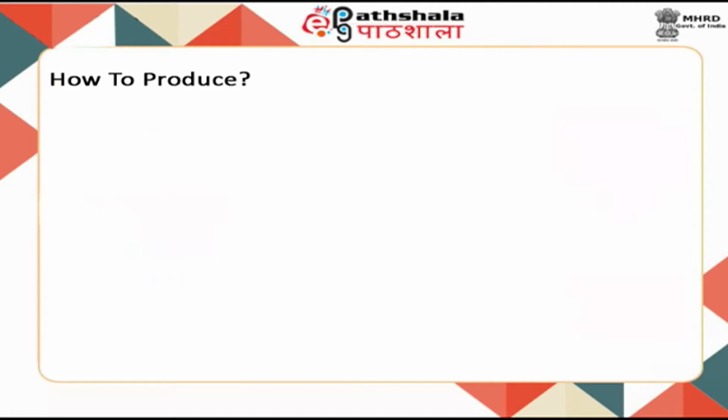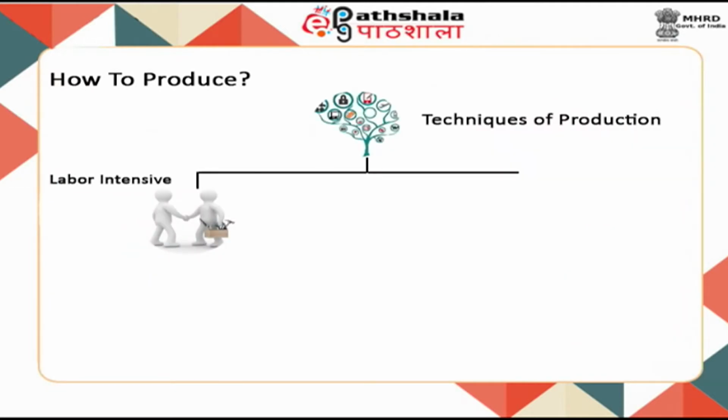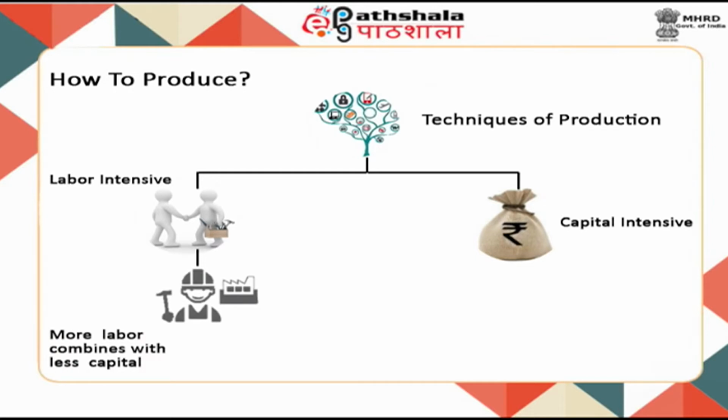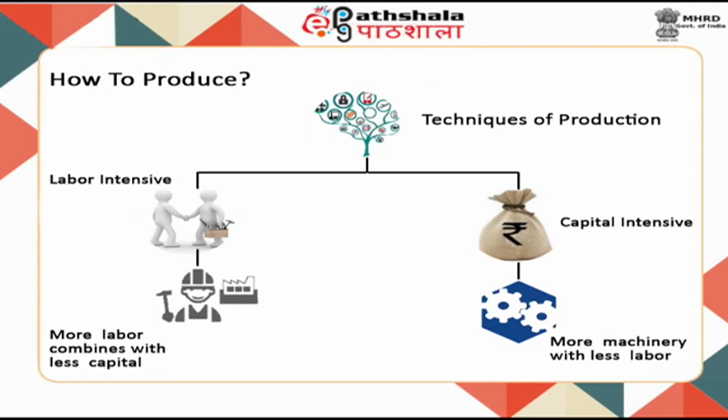How to produce? Goods can be produced by certain techniques: labor intensive technique and capital intensive technique. The firm needs to opt for the best method of production. Labor intensive technique refers to the one in which more of labor combines with less of capital for the production of goods and services. Capital intensive technique is one in which more of machinery like forklifts, assembly belts, computers, etc. are used to combine with less of labor to produce goods and services.